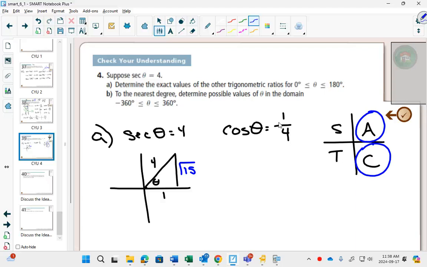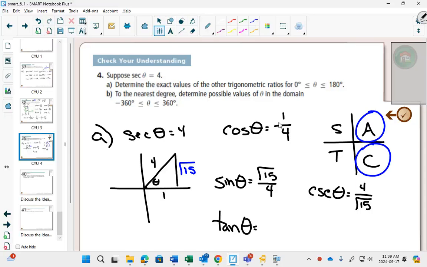So now that we have the triangle, can you see that you could easily figure out sine theta as being opposite over hypotenuse? It would be positive because it's in quadrant 1. And if you know sine theta, you could write cosecant theta. And you could easily write tan theta, opposite over adjacent. And as a result, you could write cotangent theta.